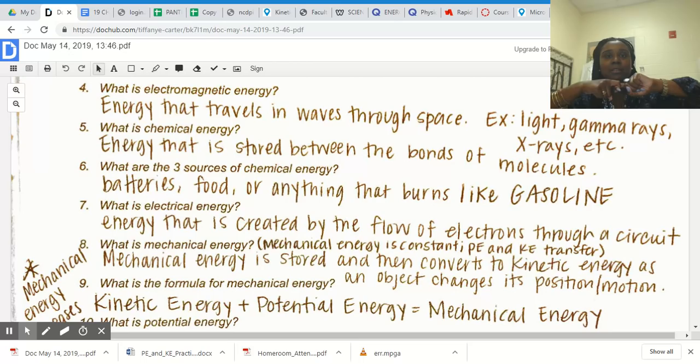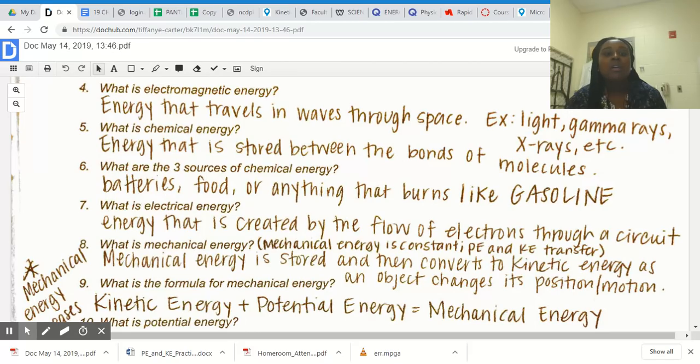As we're breaking down food in our bodies through the digestive system, we are storing energy for our bodies to use later. So it's very important to know that chemical energy is actually stored. It's stored energy in bonds. As those bonds are broken down, you're able to convert that chemical potential energy into kinetic energy, which is the energy of motion.